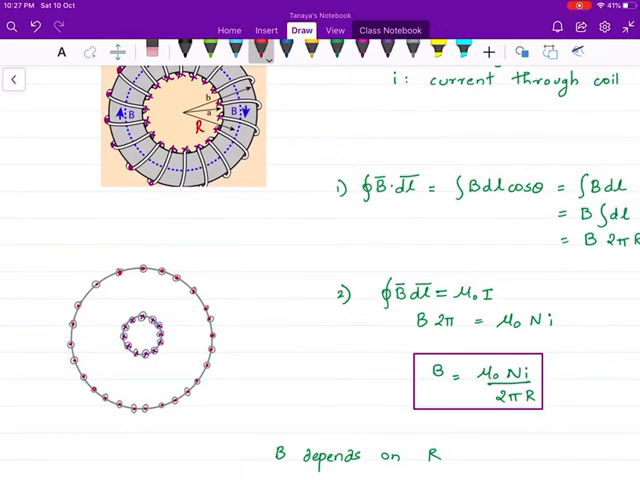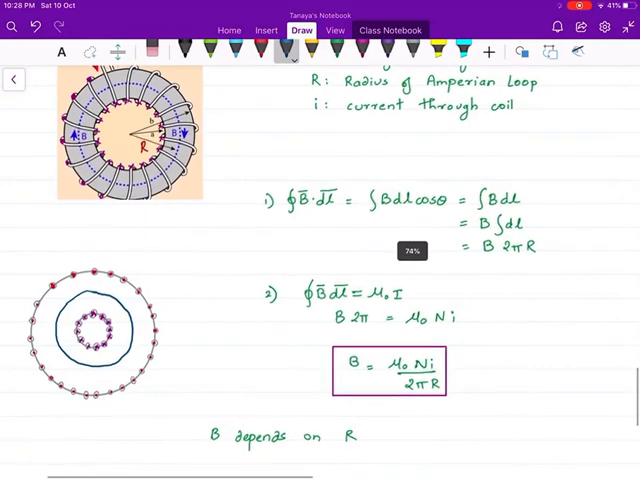I have shown this toroid over here. Those cross marks are here because the current is going in from here and coming out from these points. We have chosen an Amperian loop somewhere in between, like this. Now for a toroid, it is very simple.